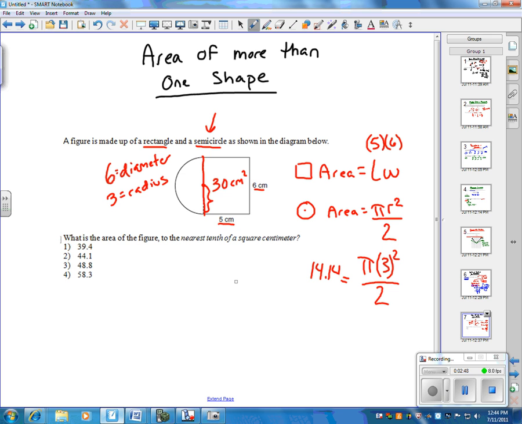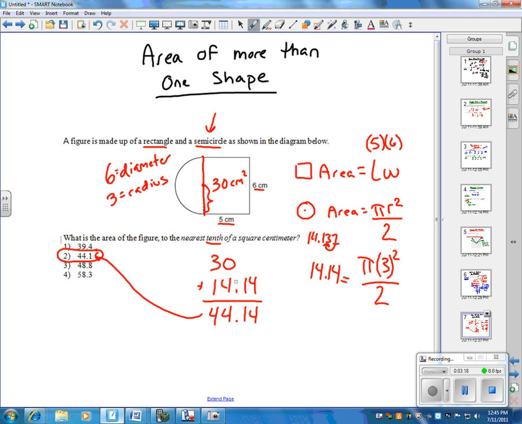So I'm going to bring the 14.13 with me for this part. Actually, I'll make it a 14.14 because there was a 7 past that. Because if I got 14.137, this is going to cause this 3 to bump up to a 4. So that means we have 30 for the rectangle and 14.14 for the circle. If we add those together, we're going to get 44.14, but nearest tenth is going to mean that our answer is going to turn out to be 44.1.